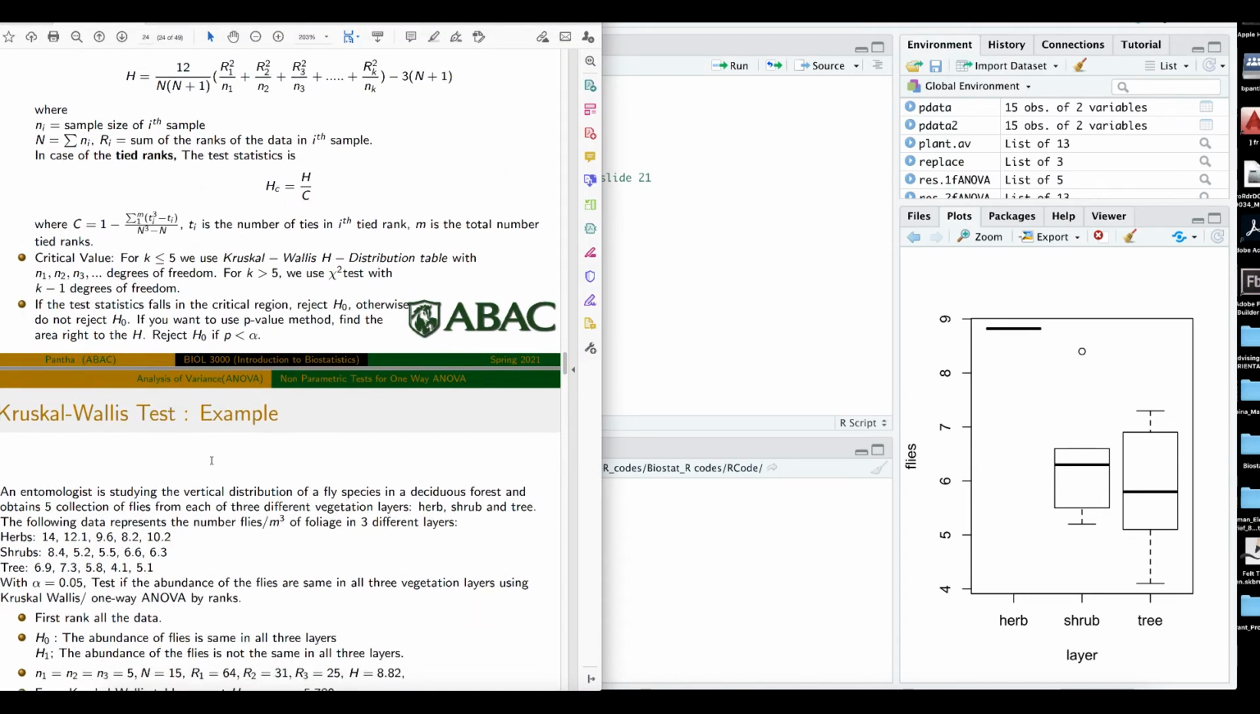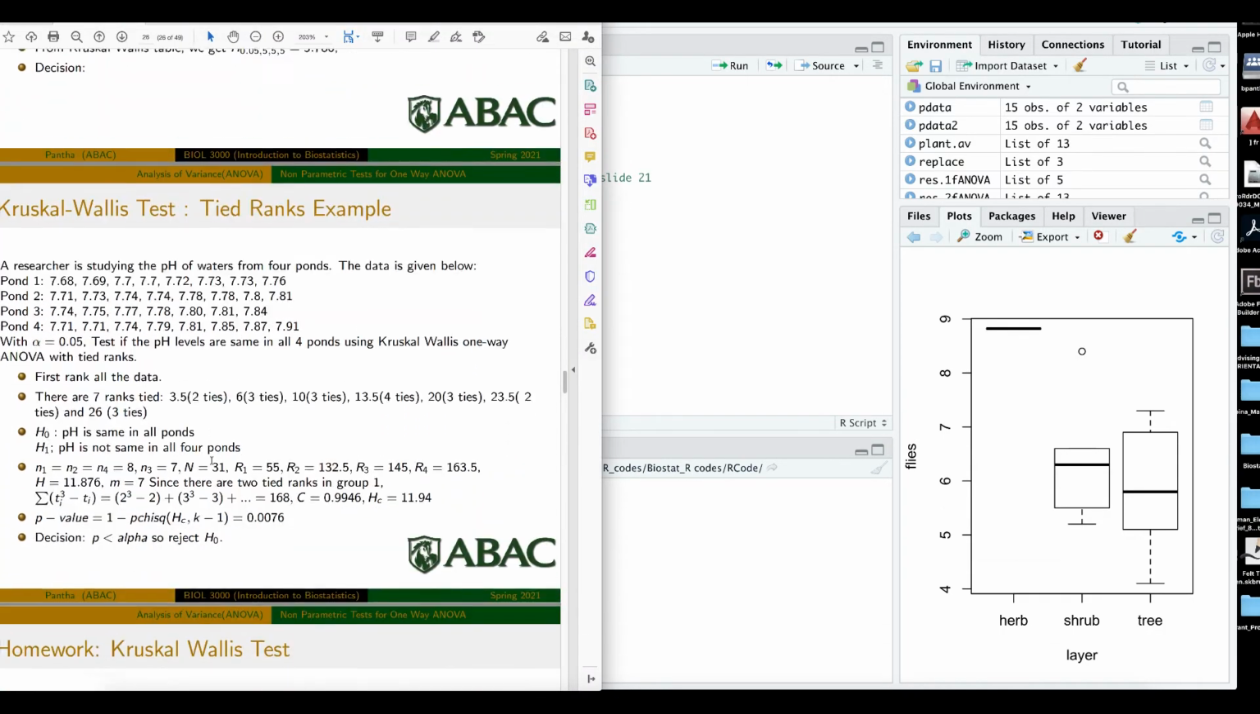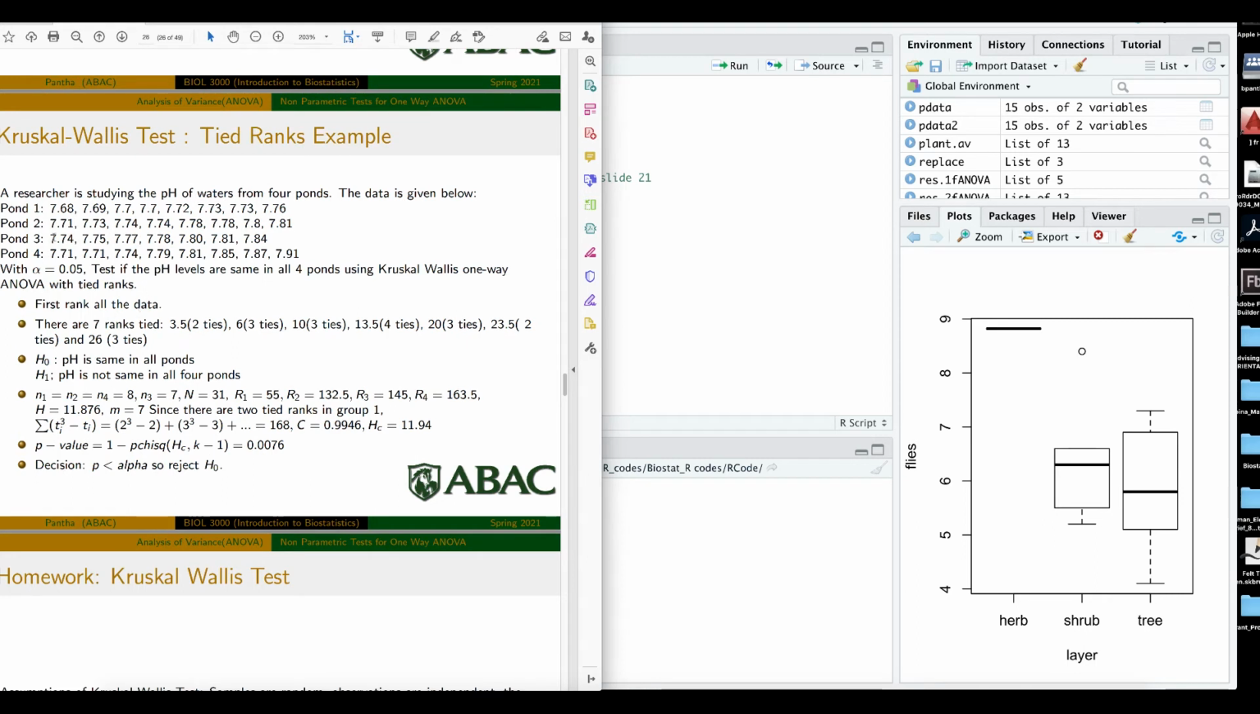So I am going to do this example where there are repeated values. You see that these are the data sets. A researcher is studying the pH of waters from 4 ponds. The data is given below: pond 1, pond 2, pond 3, pond 4. So they are trying to measure the pH level.